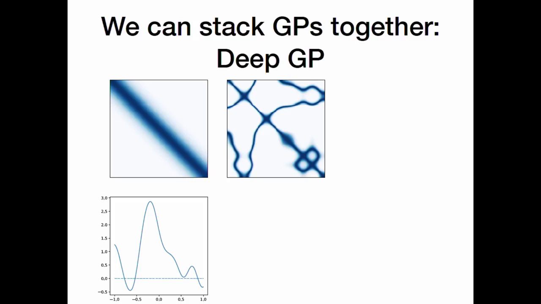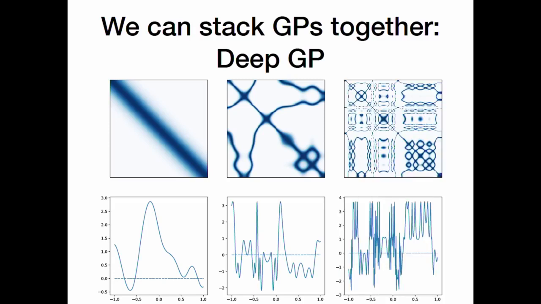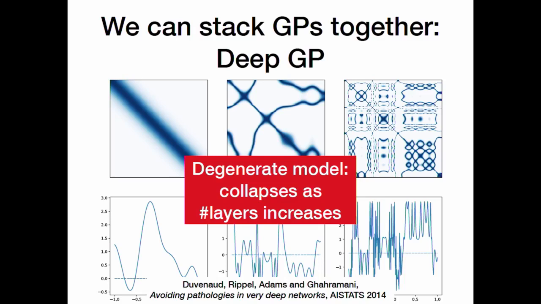The reason it has loops in it is because this function that I sampled was non-injective, so there were several inputs for the same output. I can draw a sample from that covariance, and it looks like this. Notice it has some funny non-local symmetries in it. And if I use that to generate yet another covariance, I get this rather interesting looking pattern. But unfortunately, the sample you get at the end is a slightly strange function. It turns out this model is degenerate, and it collapses as the number of layers increases, as shown by a paper in 2014. So this is a bit of a problem.